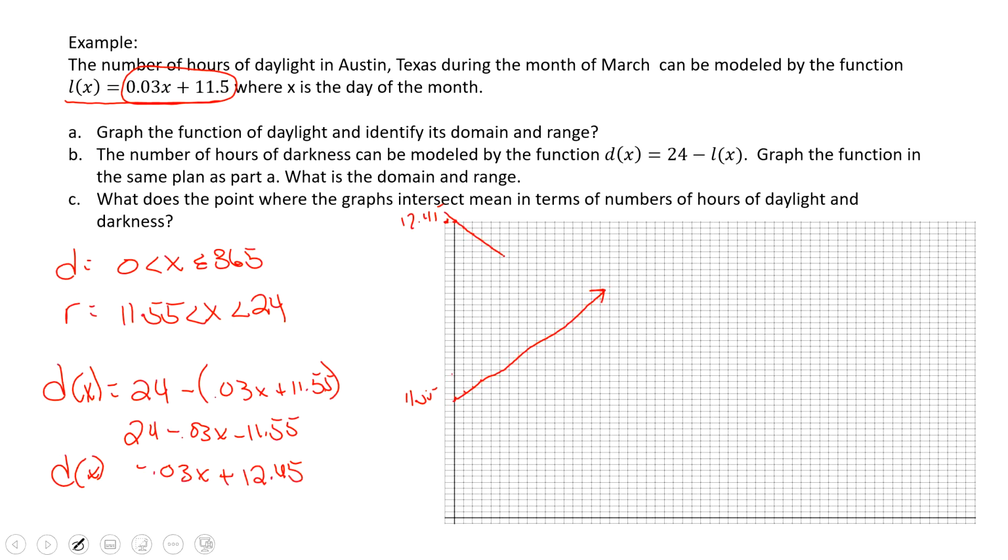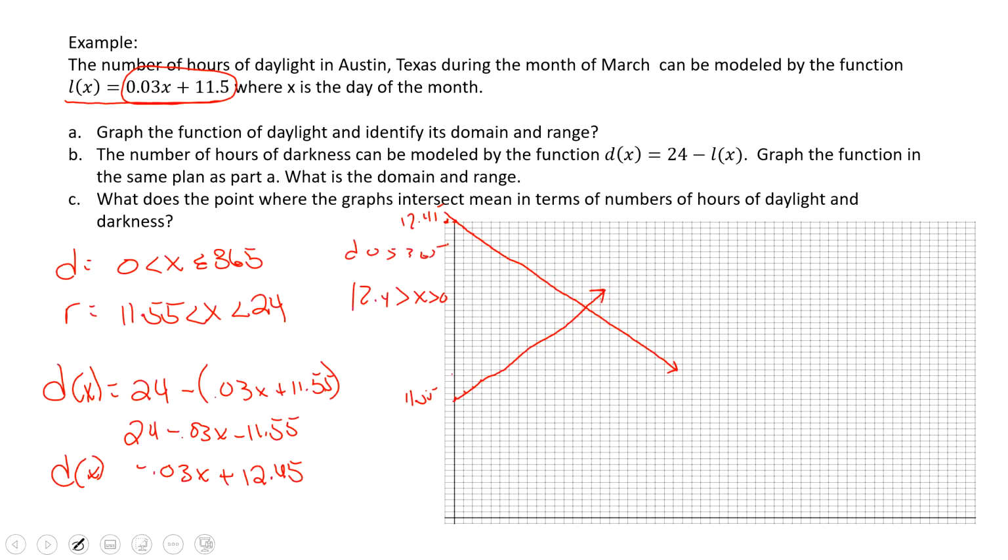When I draw that line in, we notice that they cross. So again, the domain and range is the same. It's 12.45 greater than x. So range here should be 12.45 greater than x greater than 0. Domain again is 0 and 365 for days.